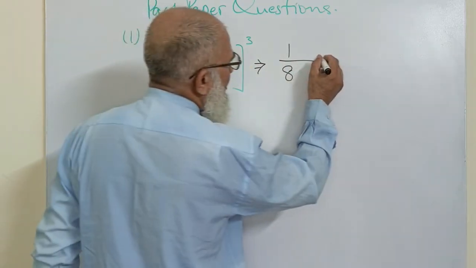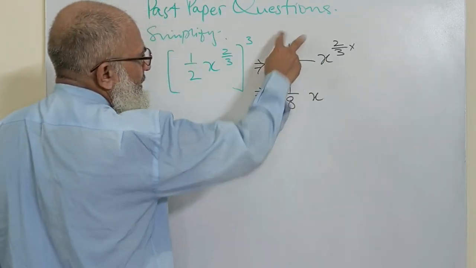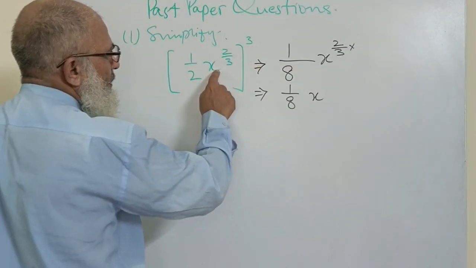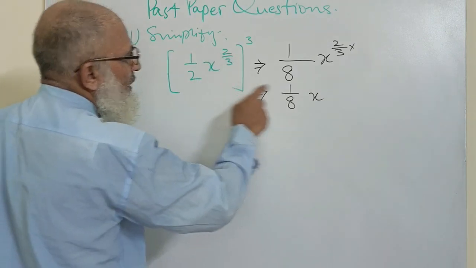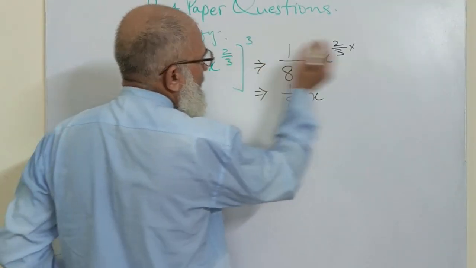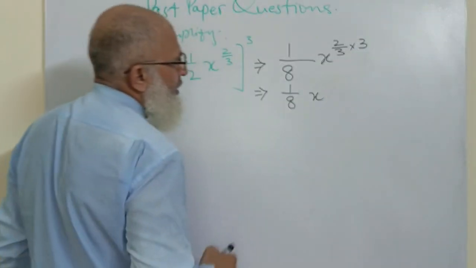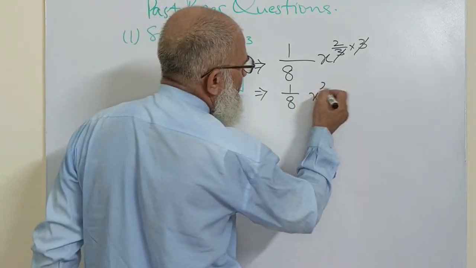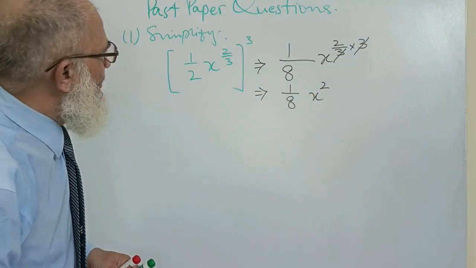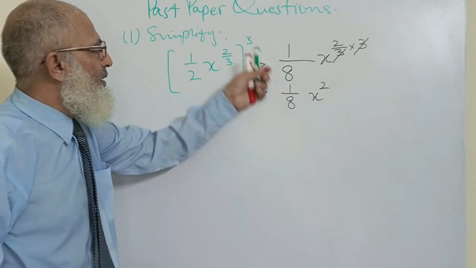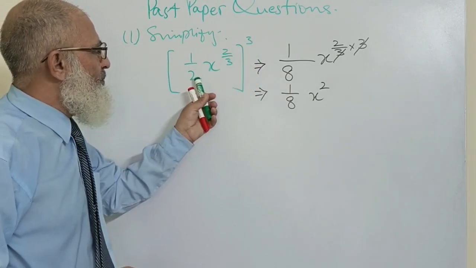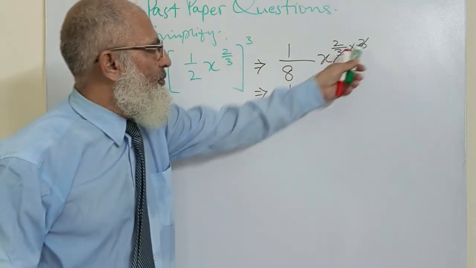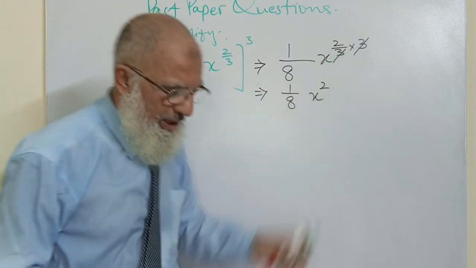The next step will be x. Since it is 1 by 8, we have applied the power cube over here. So the next is 2 by 3 multiplied by power 3. So this 3 and this 3 will cancel, so it will become square only. Cube is being applied over here and cube is being applied over here also. It will cancel. So it will become 1 upon 8x square.